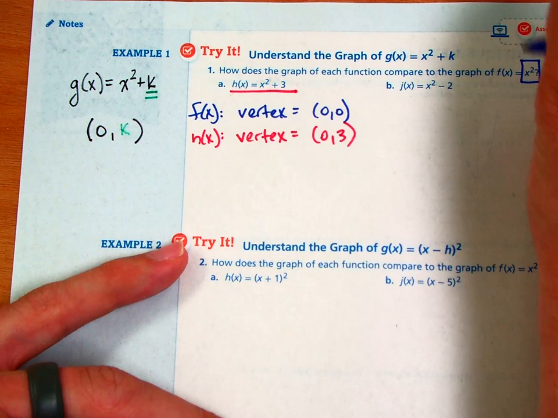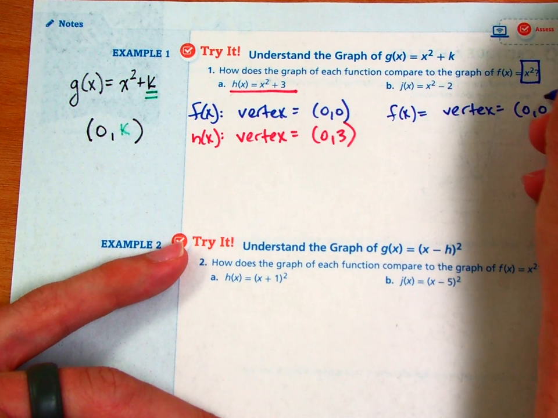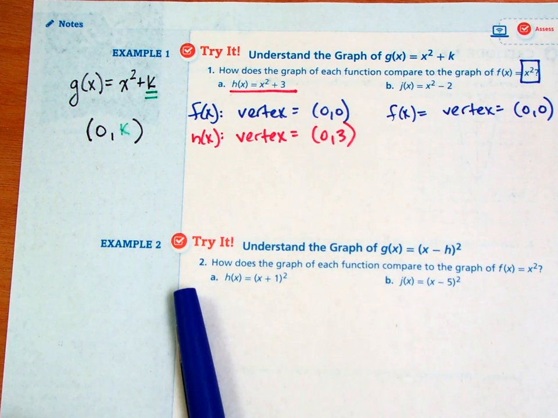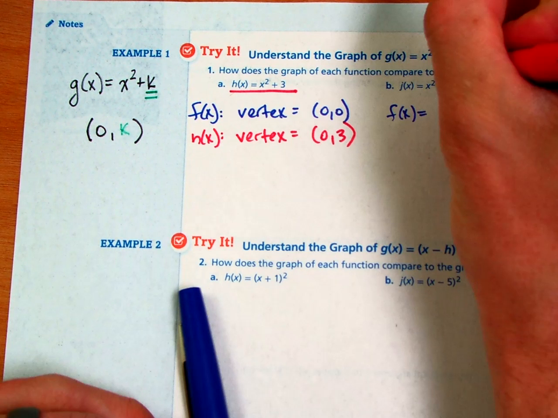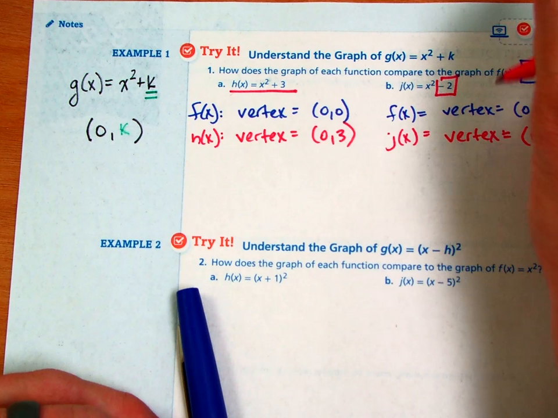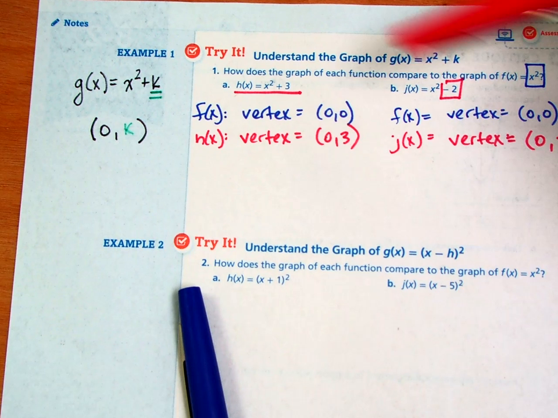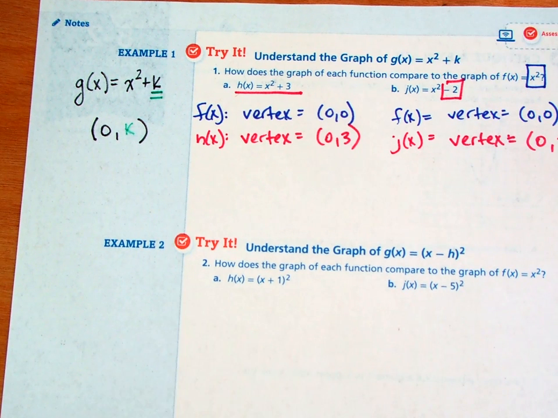So for b, once again, f of x is the same that we have over here. f of x is still going to be at 0, 0. But for j of x, we're subtracting a value. So what that does to the vertex is it basically shifts it down. So now the y value of the vertex is at 0, negative 2. So whenever we are adding something or subtracting something to the x squared, that directly affects the y value of the vertex.